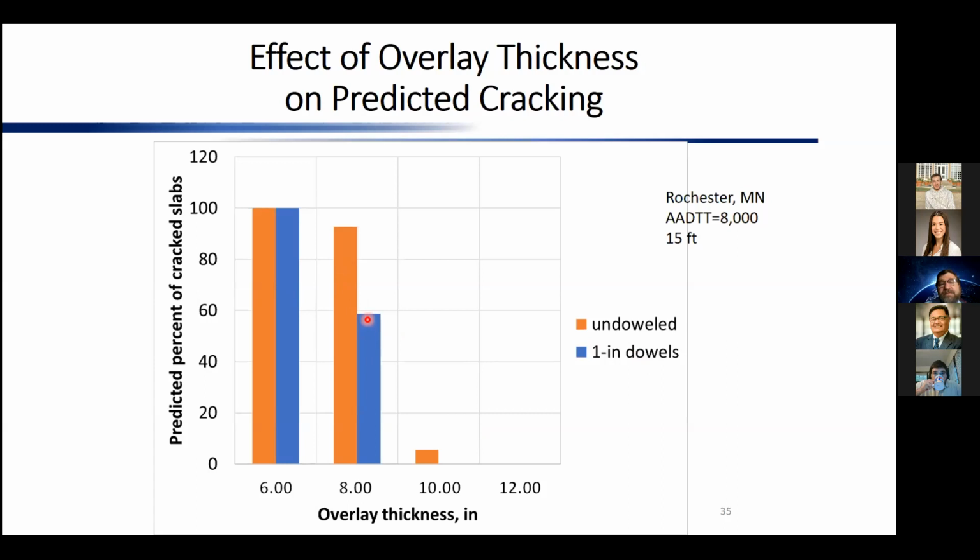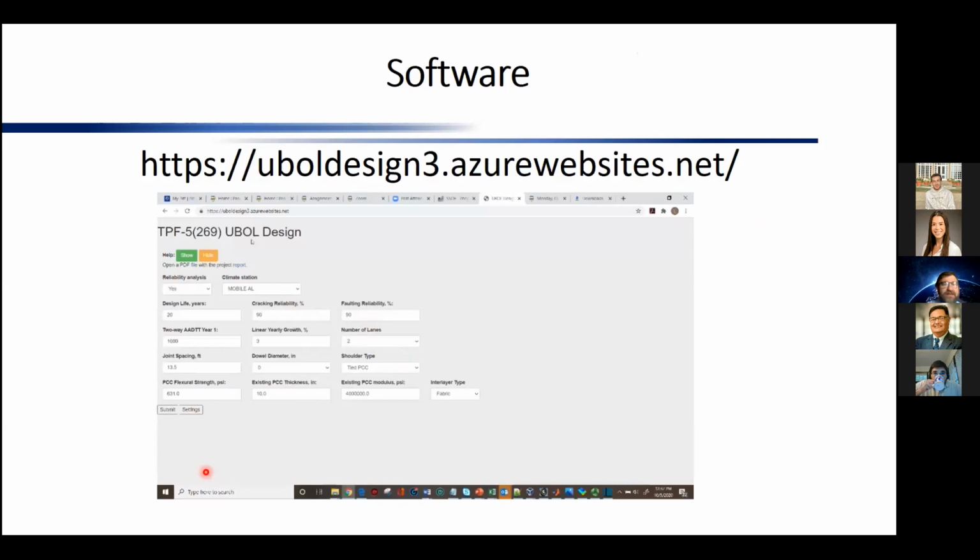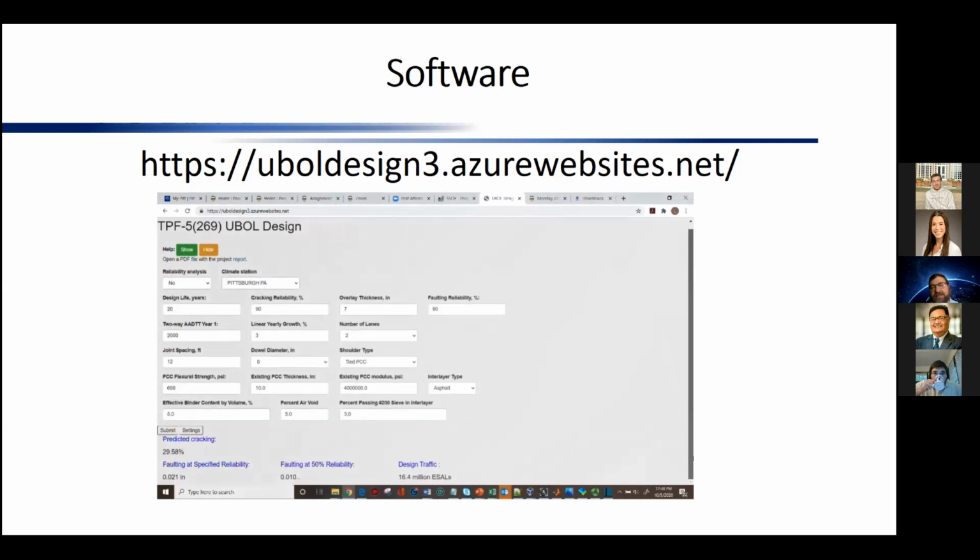And finally, we developed a web-based program. It's quite rudimentary, but it's simple to use for the practitioner. So you see a video. Two types of analysis can be performed. If you don't perform reliability analysis, the user should provide an overlay thickness and various parameters like location, traffic volume, joint spacing, concrete strength, shoulder type, interlayer type, and certain interlayer properties. Then you perform the analysis, and the program will predict percentage of cracked slabs and faulting at different reliability levels, and just gives you traffic and ESALs for general information.